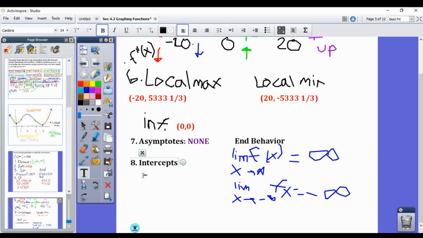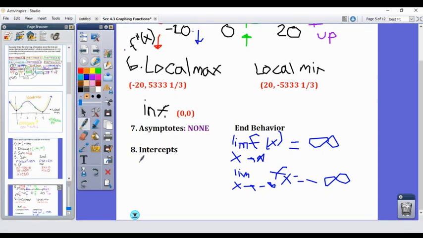So for step number 8, we're finding our x and our y intercepts. So this is when you set x equal to 0 and y equal to 0, and you solve. We already have the y-intercept in this case. From our inflection point at 0 for x, we also have 0 for y, so it's 0, 0 for your y-intercept.